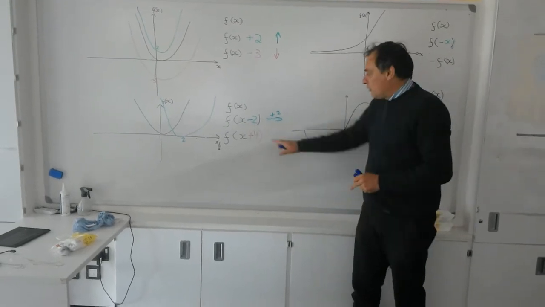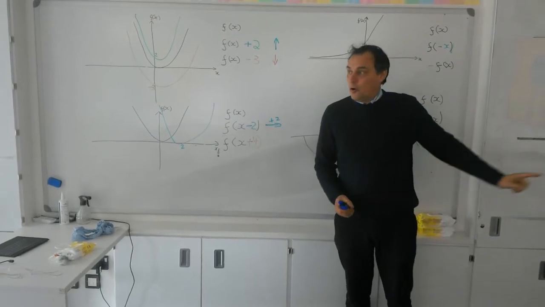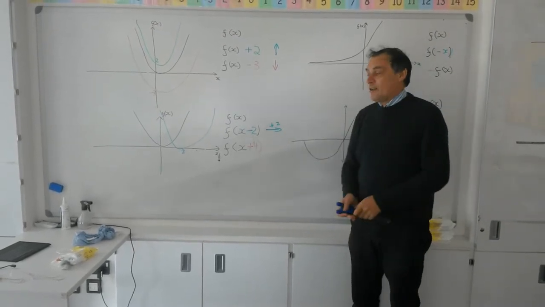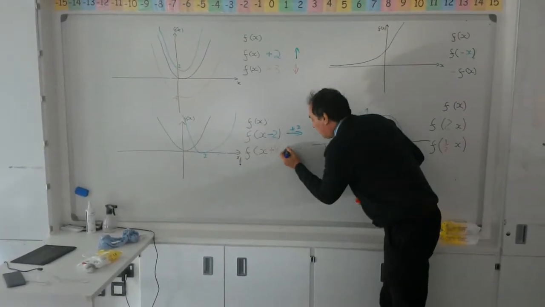So let's see who the Einsteins in the class are. If we've got a plus 4, which way are we going to move? Towards the door or towards the fire exit? Correct. We're going to move 4 towards the fire exit that way.